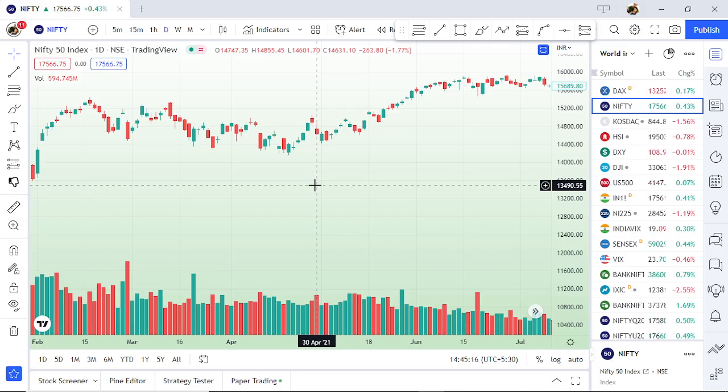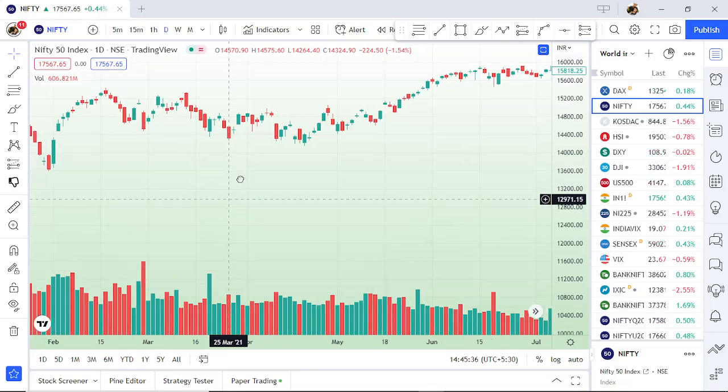Okay, so there are types of patterns. We have one type of candlestick pattern, two types of candlestick patterns, three types of candlestick patterns, and there are even four types of candlestick patterns. But as we're going to discuss the patterns that are very effective, to start off, I'm going to start with the simplest one, that is the doji pattern.